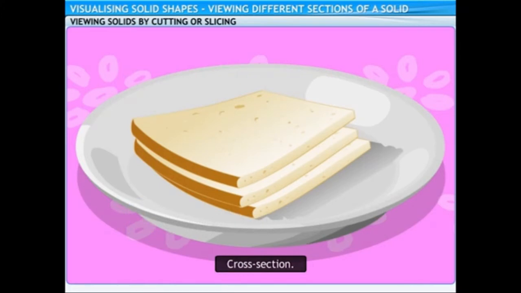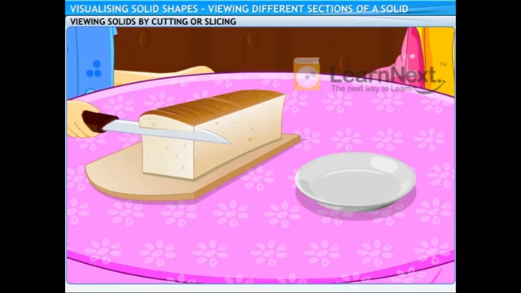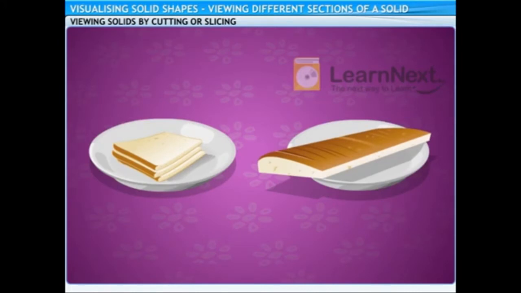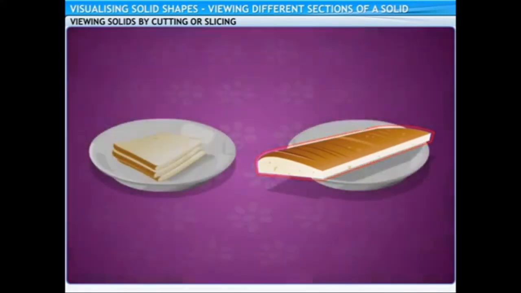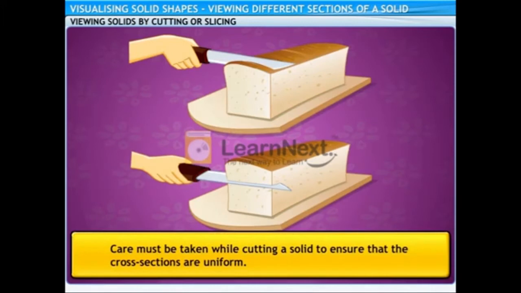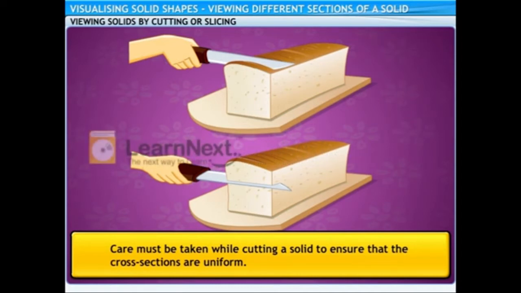But this is not the only way in which a cake can be sliced. Let's take another cake and cut it horizontally this time. What do you see? You can see that the horizontal cross-section is longer than the vertical cross-section, and though both cross-sections are rectangular, their sizes differ. Thus, solids can be cut either horizontally or vertically to obtain their cross-sections. But remember one thing, care must be taken while cutting a solid to ensure that the cross-sections are uniform.